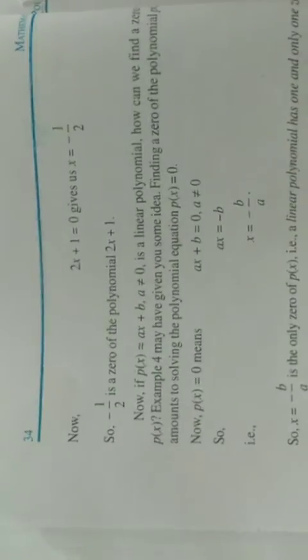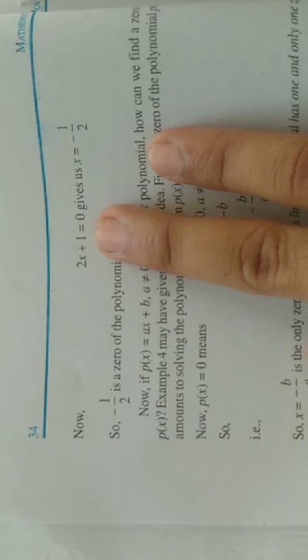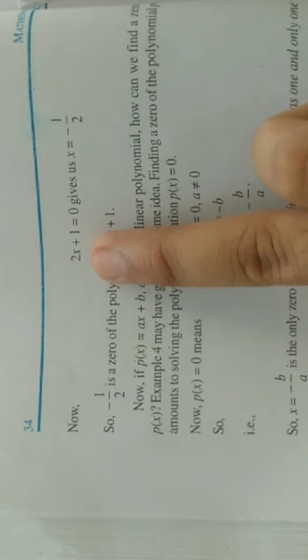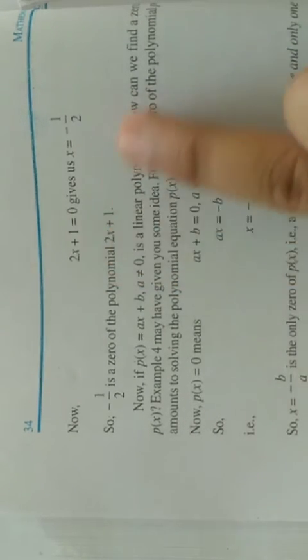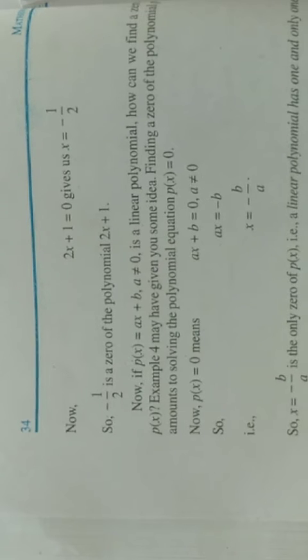So here I took 2x plus 1 is equal to 0. Now here we have to find the value of x. It is the zero of the polynomial. Okay, so now this plus 1 is going to the right hand side, so it becomes minus 1, and this 2 is going to the denominator. So the answer is x is equal to minus 1 by 2. So minus 1 by 2 is a zero of the polynomial 2x plus 1.